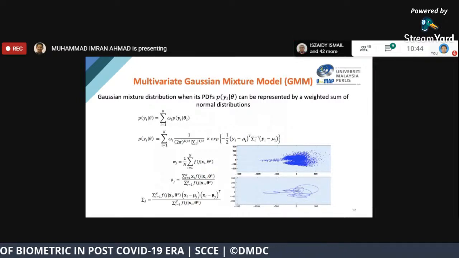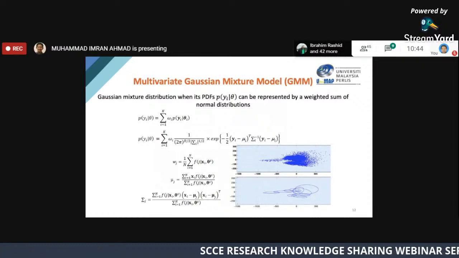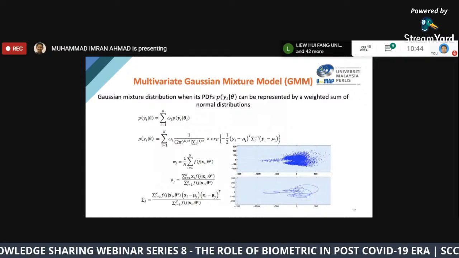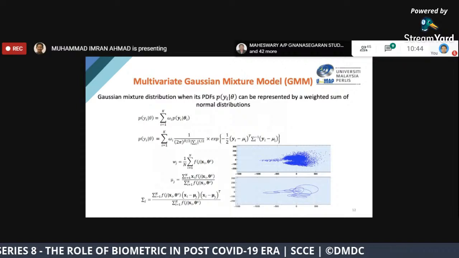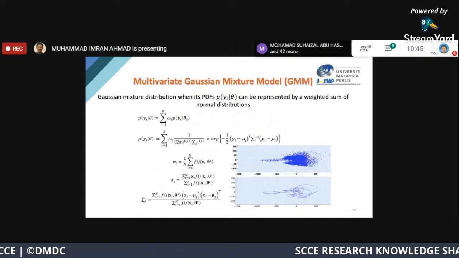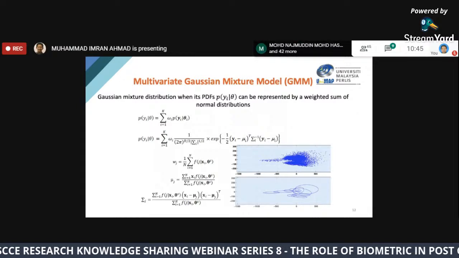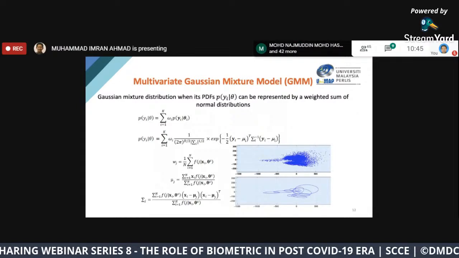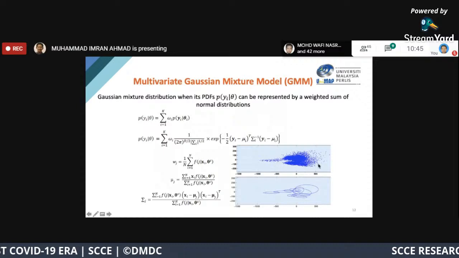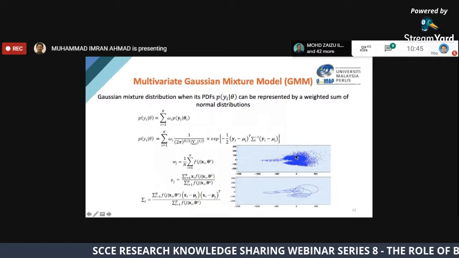If we have more complex data, we need to consider using statistical techniques, statistical modeling. In this case, I'm using the multivariate Gaussian mixture model, or normally we call it GMM. It is a very powerful tool for signal analysis. You can use this model to represent probability density functions of any data distribution. The idea of GMM is, if we have a data distribution like this, we try to model this data by using multiple Gaussian functions.